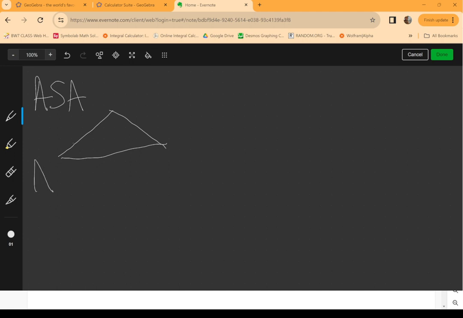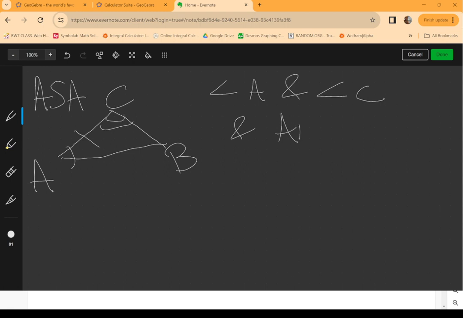So what do we mean by included side? Let's say we have triangle ABC, and I know the measure of angle A and the measure of angle C. I'm also given AC, and that would be the included side. If I know two angles and a non-included side, whether that be CB or AB, those would be the non-included sides.